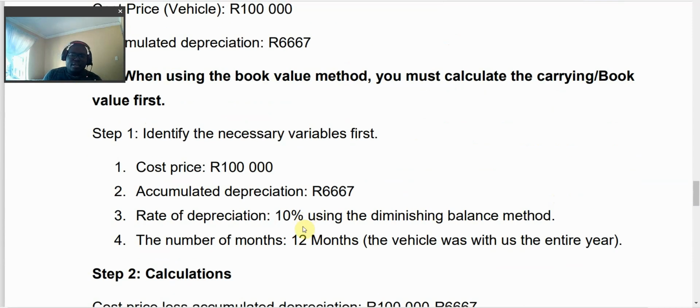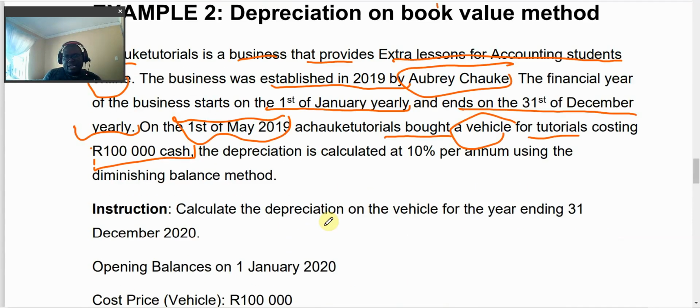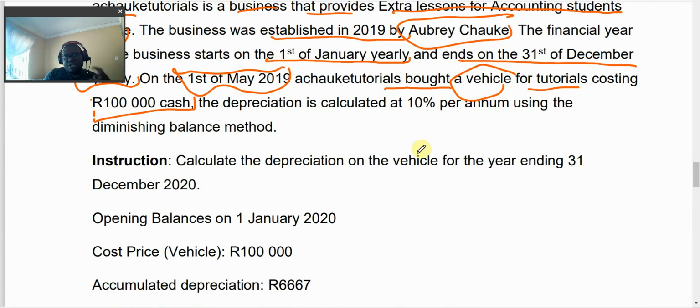As you can see here, we have already identified the cost price, and then the next thing that we need to be able to get, since we are using the carrying value method, we need to be able to identify also what was the accumulated depreciation from last year. So they're saying the depreciation is calculated at 10% per annum using the diminishing balance method.